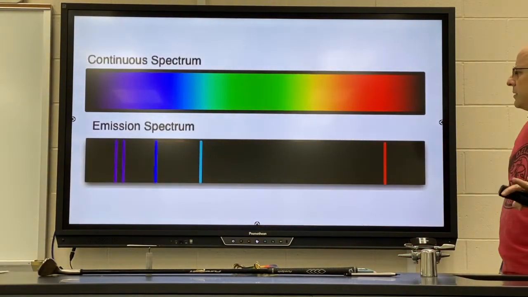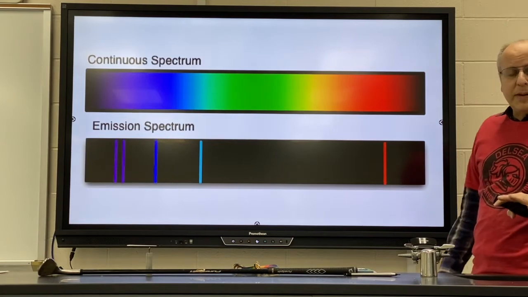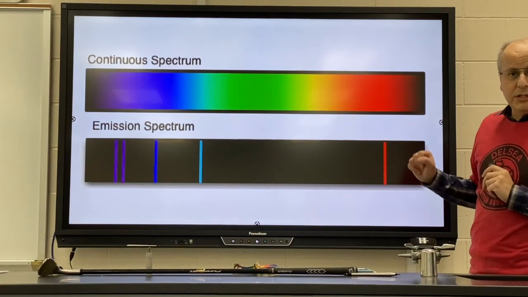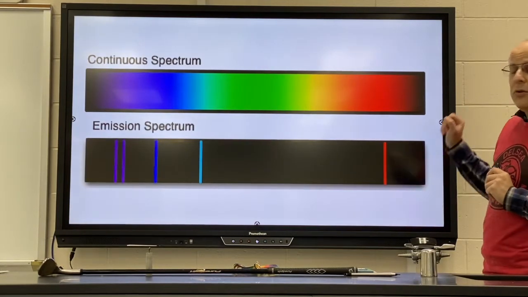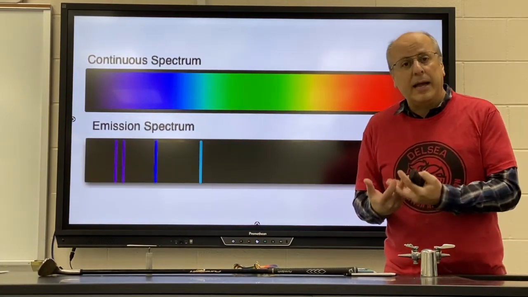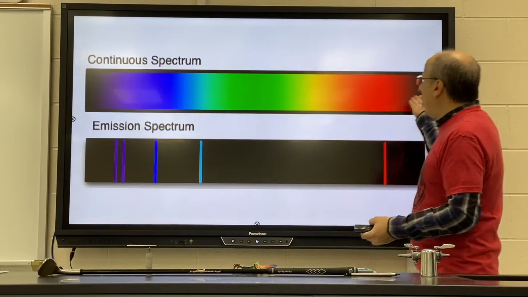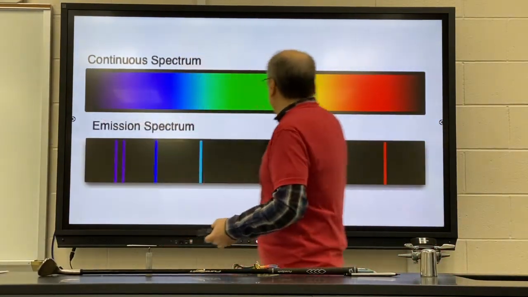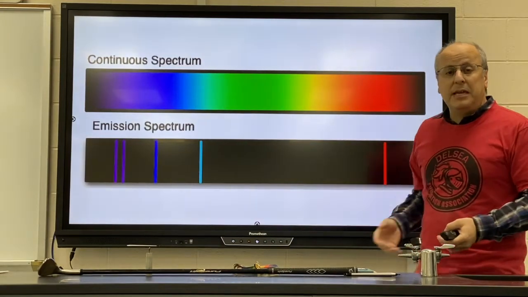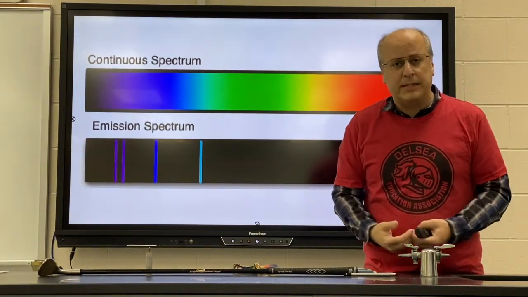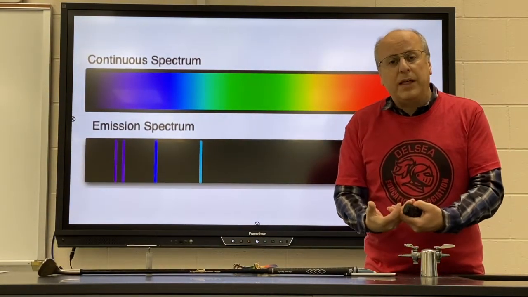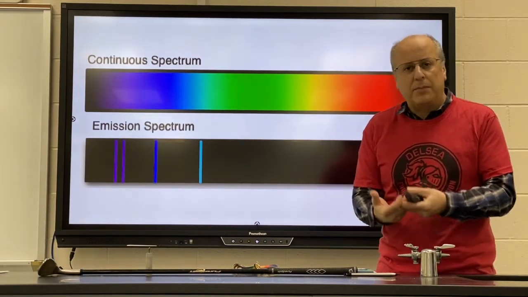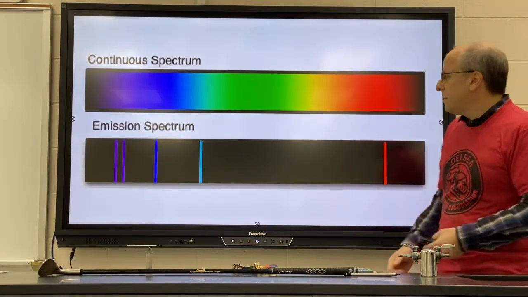We can see this with these two types of spectrums, a continuous spectrum versus an emission spectrum. A continuous spectrum is what you get from a hot object. You'll notice all of the colors are present, including ultraviolet and infrared that we can't see, but all of them are present. One wavelength will be more prevalent than others, but all of them are present. It's continuous.